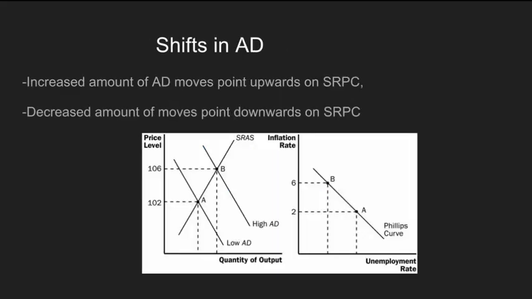And finally, shifts in AD do not shift the Phillips curve, but they move the economy from one point on the Phillips curve to another. So increases in aggregate demand would shift the point on the Phillips curve leftwards and upwards, like A to B, and then decreases in aggregate demand would shift a point on the Phillips curve down to the right, like B to A.